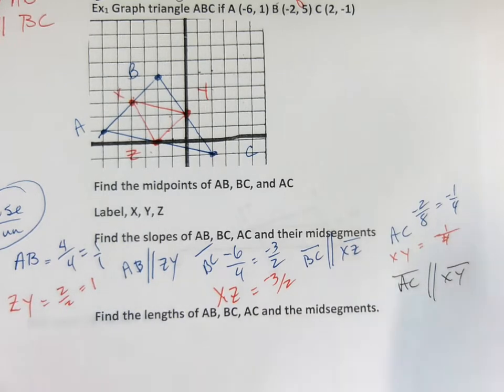So how am I doing? Thumbs up? All I want to do is prove it. I mean, they look parallel, but I proved they're parallel. Same slope, they are parallel. Okay, easy. Now what about lengths?